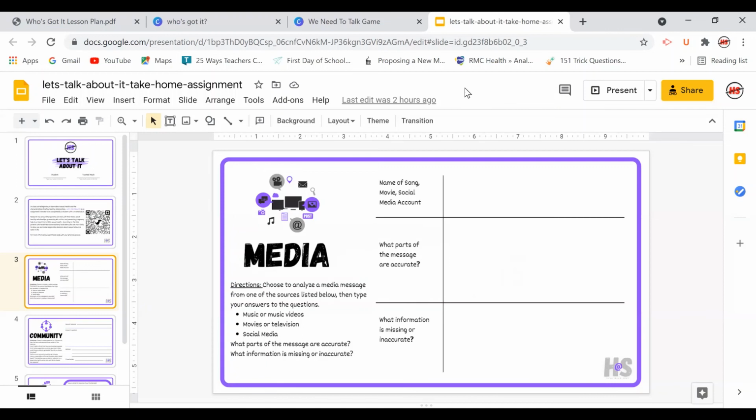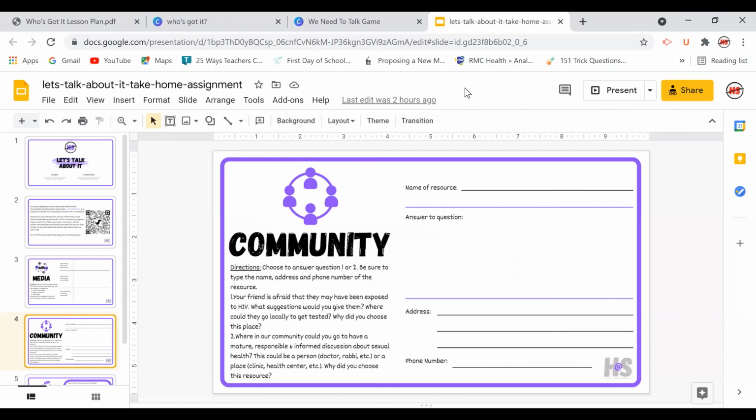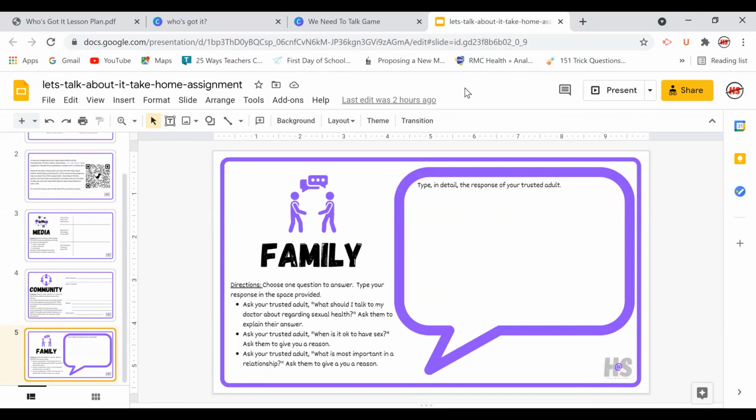They're going to find a local community resource related to sexual health. There's two choices here for them to choose from. Both of those are related to our standards, analyzing influences and finding valid and reliable health services. And then finally, they're going to ask a question of their trusted adult regarding relationships, sex, or sexual health. And they can type their responses right into these forms as they go.